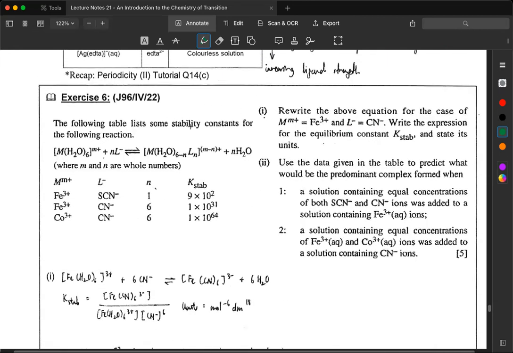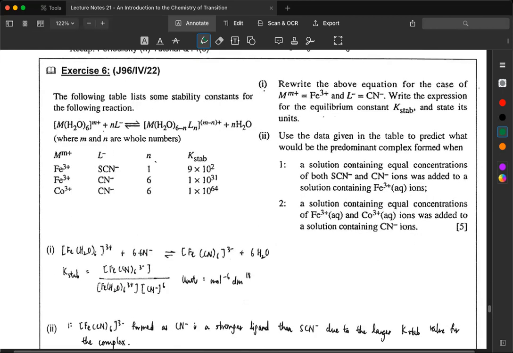Another example here. So these are some stability constants for the reaction. Then rewrite the above equation for the case of this, write the expression for Kstab, the stability constant, and state the unit. Fe3 plus, because it has been reduced to 2 plus. M plus. Yeah, 3 plus becoming still 3 plus, no change. So M is still 3 plus. So just copy and paste here. Then you have this.